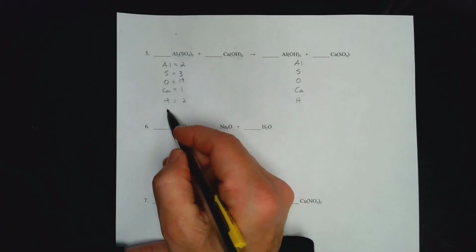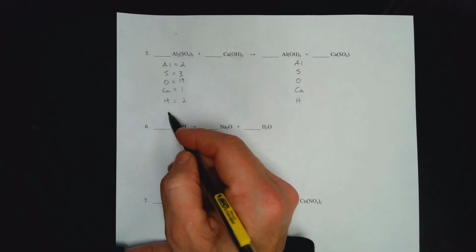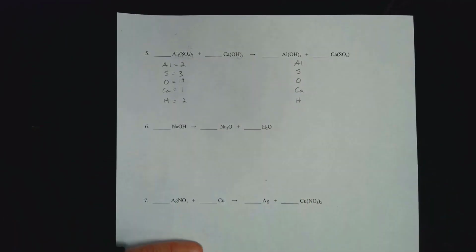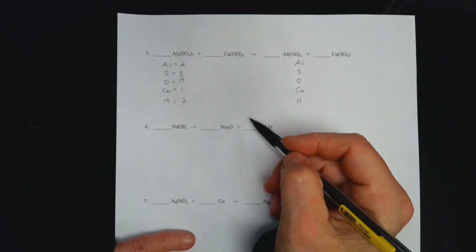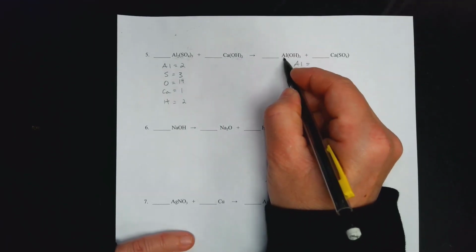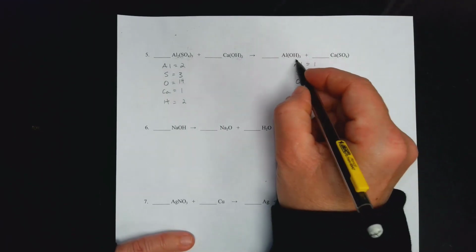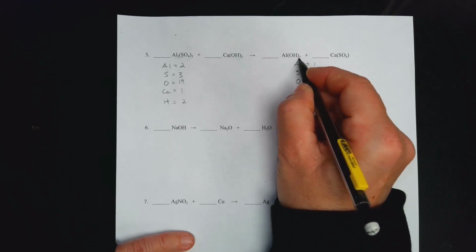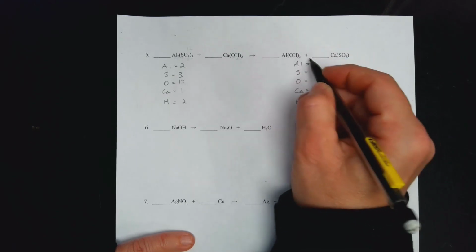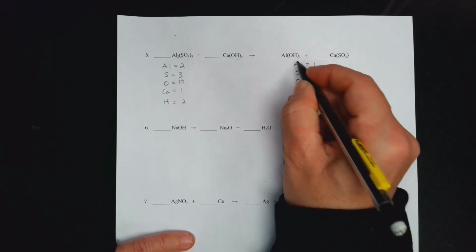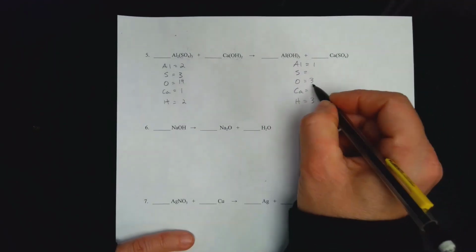Now, the reason I don't write oxygen down here at the bottom again is that it gets super confusing. You want to keep everything as tight as you possibly can. All right, let's go to our product side and let's see what we have for quantities. So I have aluminum with no subscript, which means I have 1. I have a hydroxide over here with a subscript of 3, which means I've got 3 oxygens and 3 hydrogens.